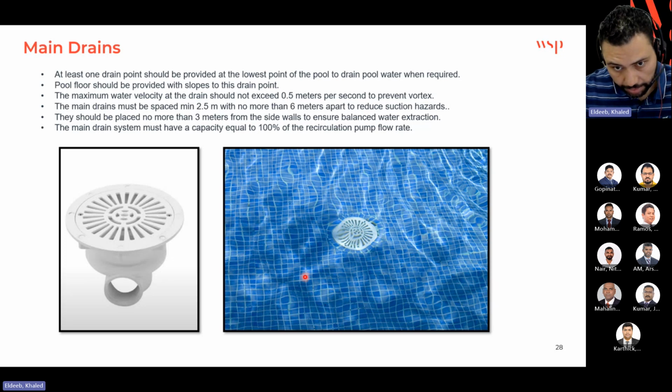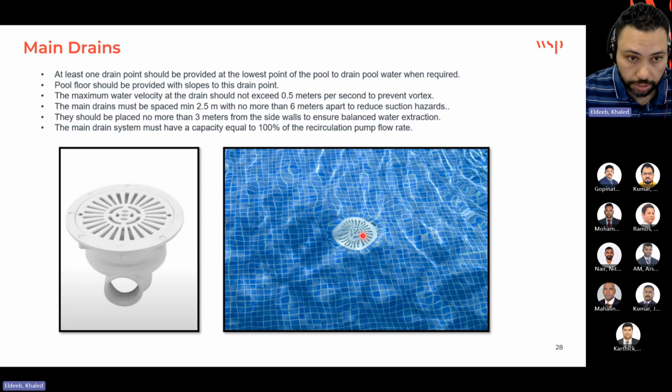Keep in mind, the main drain shall be designed in a way that prevents vortex formation. This is the main thing that we need to consider when we design the main drain. We have to prevent vortex formation and hazardous suction forces, because the flow at the main drain is usually too much, and the velocity may be higher than required, and this will cause a vortex. Because this is the deepest point, people or children may be exposed to being sucked in through the vortex.